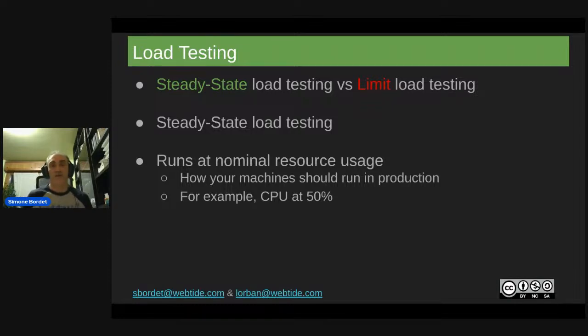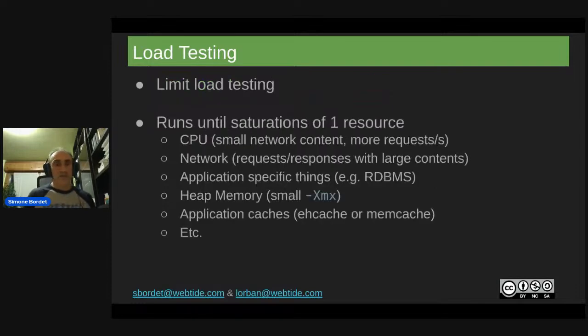For example, you want to run your machines at no more than 50% CPU, or you want to run your network at no more than 50% capacity, and so on and so forth. It really depends on your application. The limit load test instead runs until you saturate one of the resources that your application uses. For example, you can saturate the CPU, and this is typically achieved with very small network content, very many requests per second, and very little I/O, maybe just a simple request-response kind of load test.